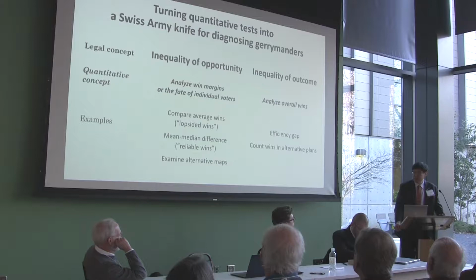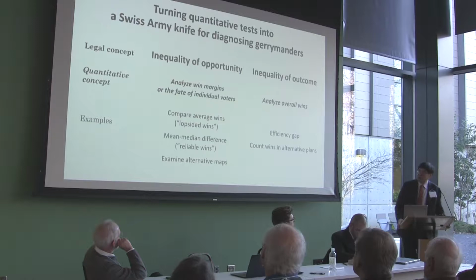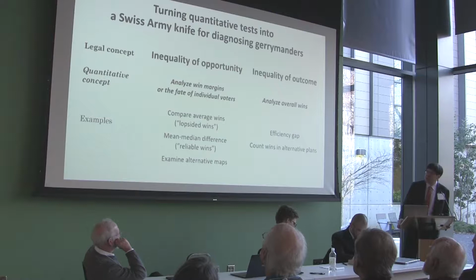And we have an expert on that domain who's here in front of us. And so these are examples of unequal opportunity that you can look at by examining the size of the win, comparing the size of the win to the other side, the distribution of wins, or examining alternative maps. And those are unequal opportunity.